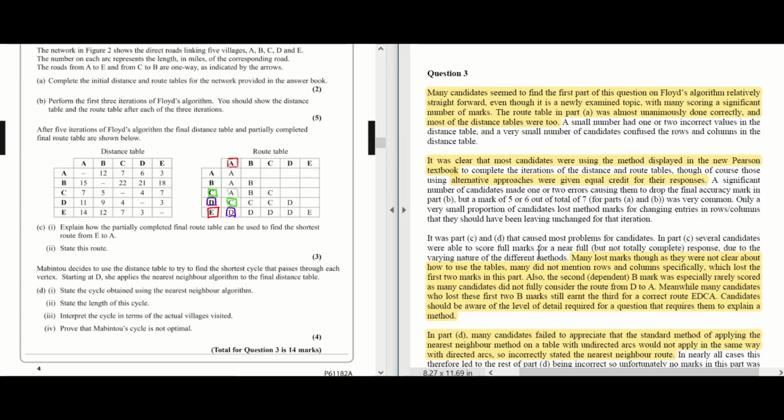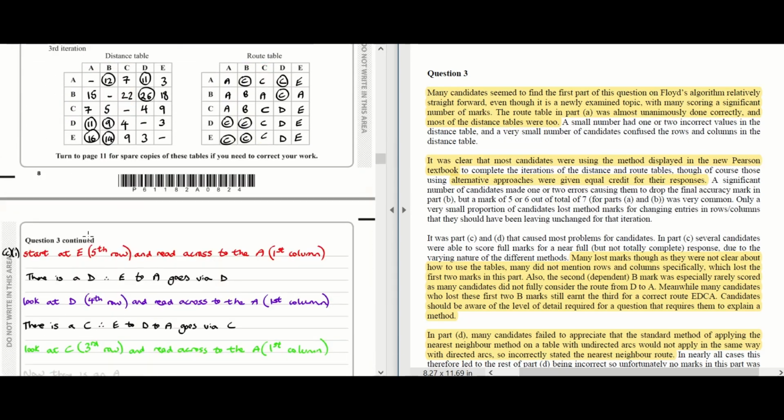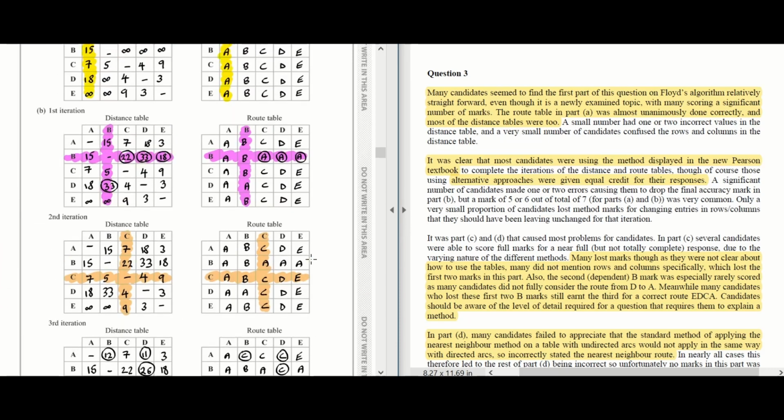For part C and D, those were a bit more challenging. In terms of part C, many lost marks, though, as they were not clear about how to use the tables. Many did not mention rows and columns specifically, which lost the first 2 marks in this part. So if you look at what I did, when we talk about E, you have to be specific which row you're talking about, and when we talk about A, you have to be specific which column you're talking about. That's quite important. Also, the second dependent B mark was especially rarely scored, as many candidates did not fully consider the route from D to A. Meanwhile, many candidates who lost these first 2 B marks still earned the third for a correct route EDCA. Candidates should be aware of the level of detail required for a question that requires them to explain a method.